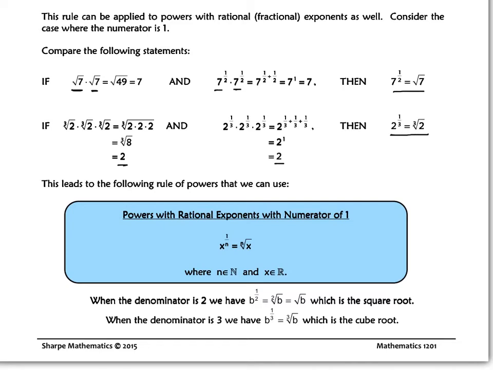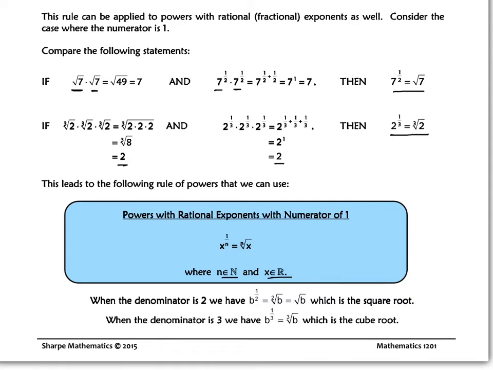So if we take that and generalize that rule, we come up with a rule for power terms with rational exponents. If you have anything that is of the form base to a power of 1 over n, that's the same thing as the nth root of that base. And n would be a natural number, and x could be any real number. Now again, if n is an even number, we would have to have the radicand be positive, or we would not have a defined answer in real numbers.